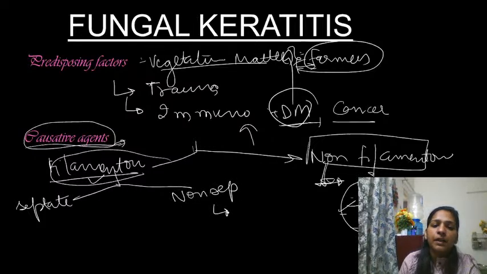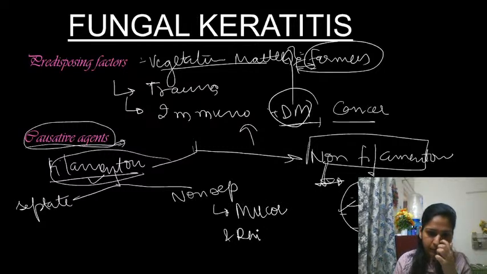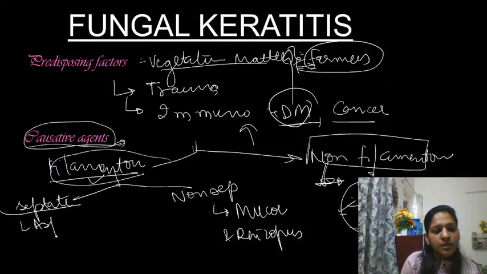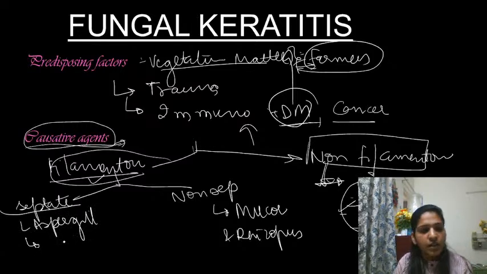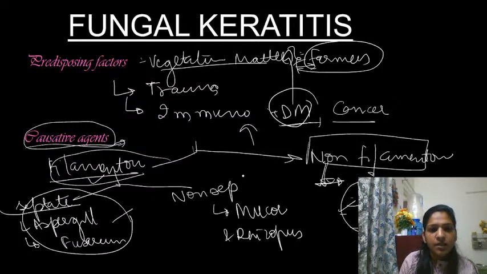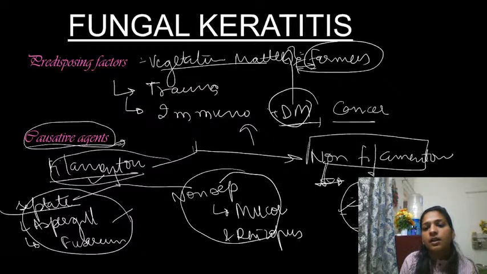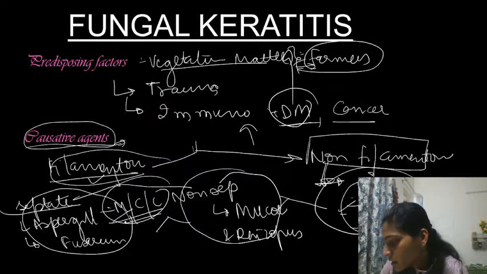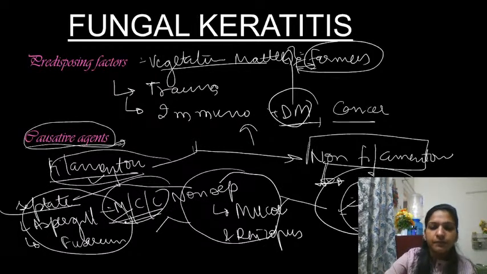Now the filamentous ones are again of two types, septate and non-septate. Non-septate are mucor and rhizopus, and septate are aspergillus and fusarium. So these are septate fungi, these are non-septate fungi, and these are non-filamentous fungi. You have to remember these causes. Out of these, aspergillus is the most common cause of fungal keratitis.